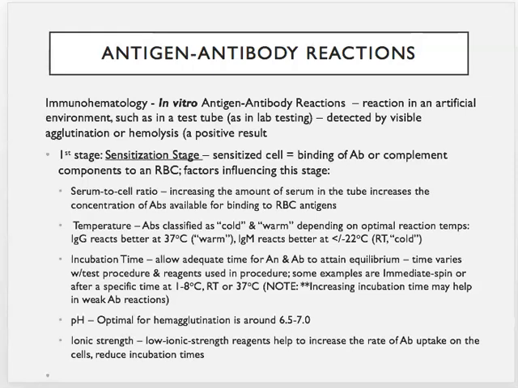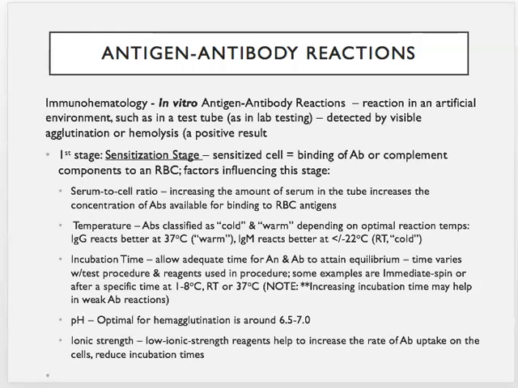Okay, so in vitro antigen antibody reaction. This is a reaction in an artificial environment, like your test tube, like what we're doing in the lab. It's detected by visible agglutination or hemolysis. Either one of those is considered a positive result. It indicates that an antigen antibody immune complex was formed and the specificity of the antibody matched the antigen in the test system.